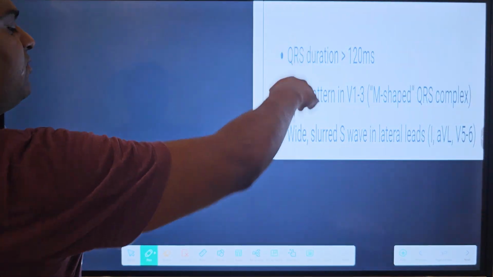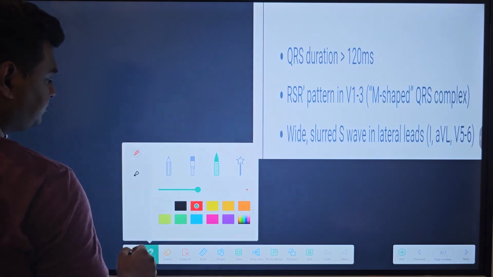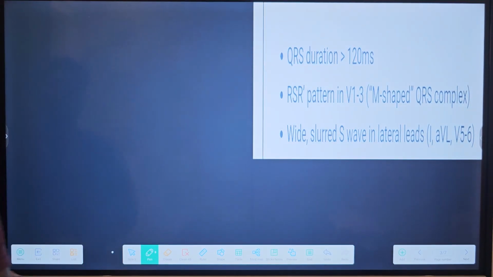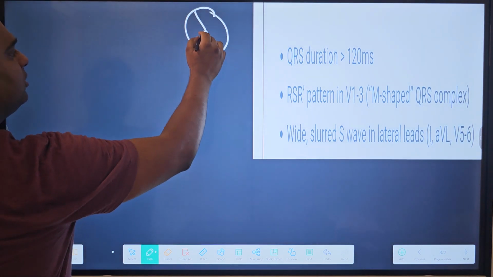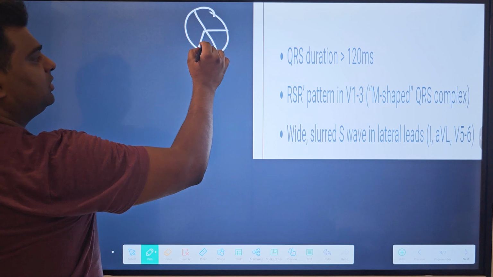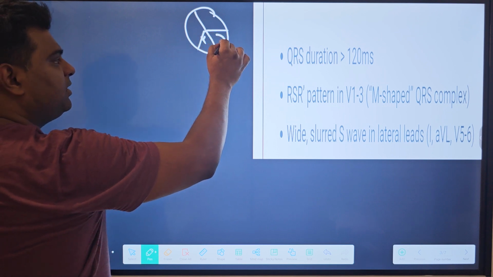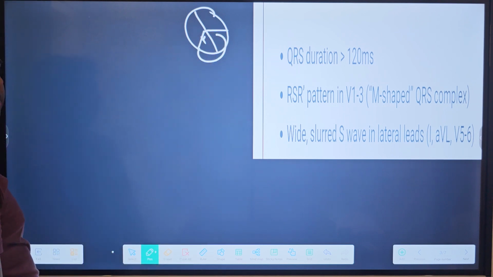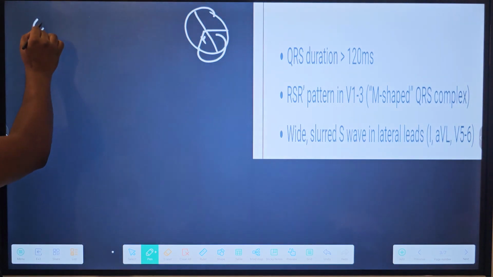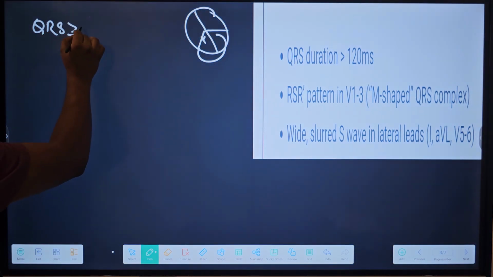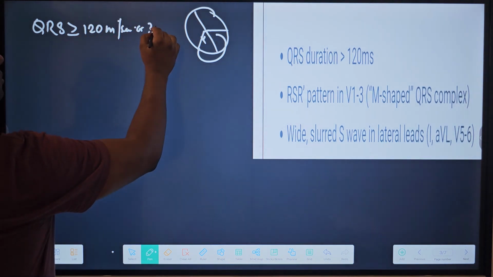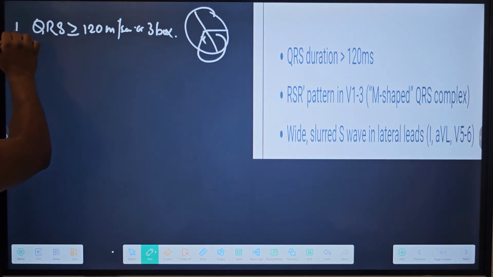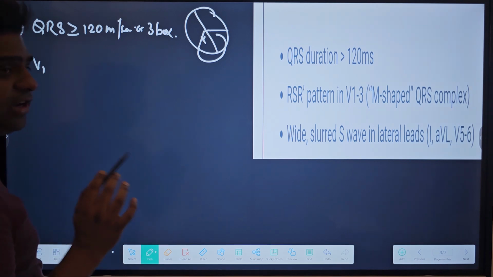Now these are the criteria for right bundle branch block, but first understand this. In right bundle branch block, the left bundle will depolarize the right ventricle, so it will take time. First criterion: QRS duration more than or equal to 120 milliseconds or 3 small boxes. Second criterion: in lead V1, as I have told you, we get a secondary R wave.